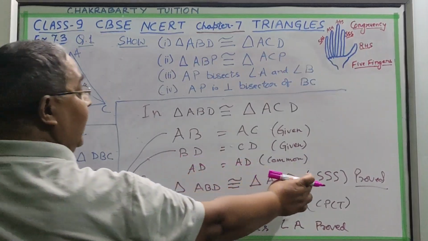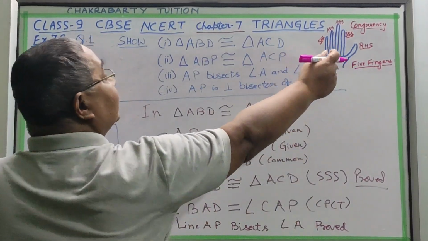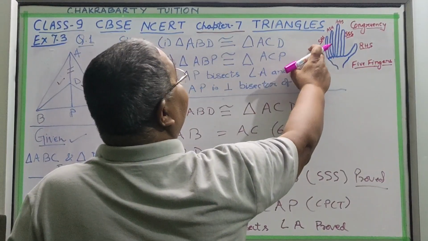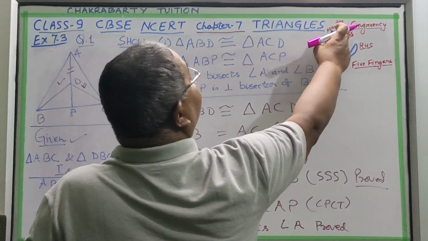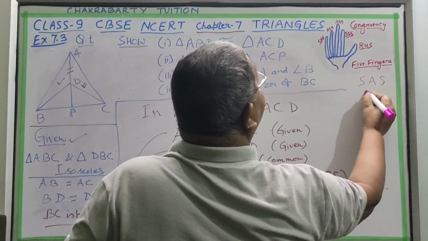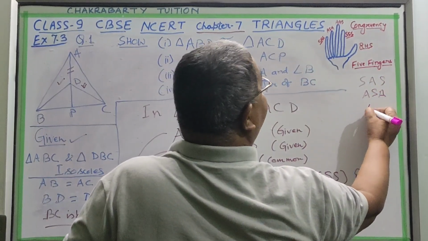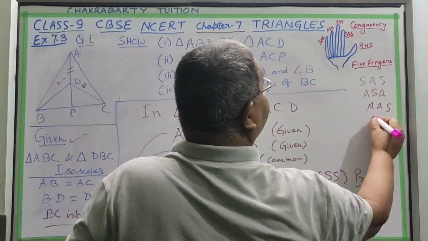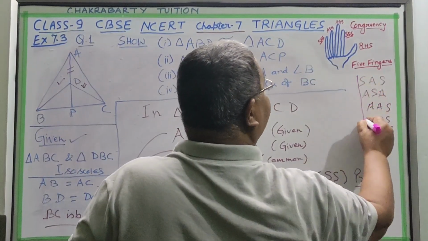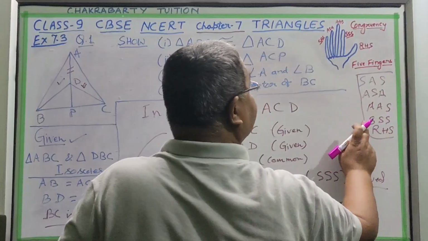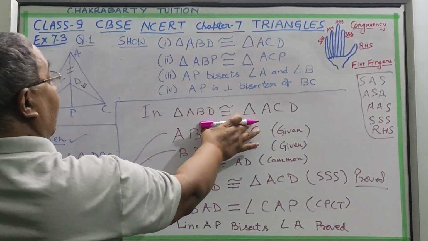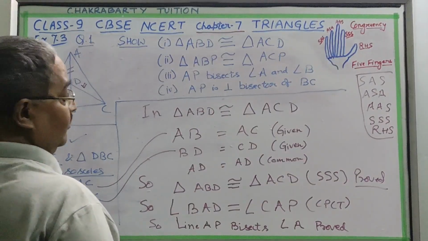So here there are 5 rules: side, angle, angle, S, A, angle, side, and RH. These are the 5 rules for congruency. So here this rule is applicable. So it is a congruent triangle. Both are congruent. Congruent means all parts are equal.